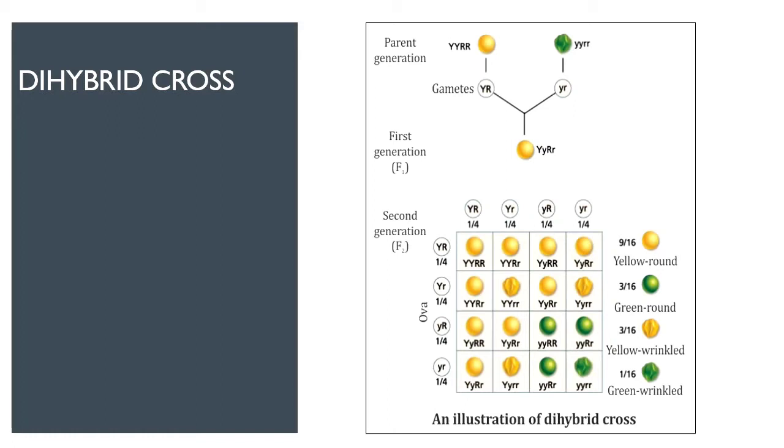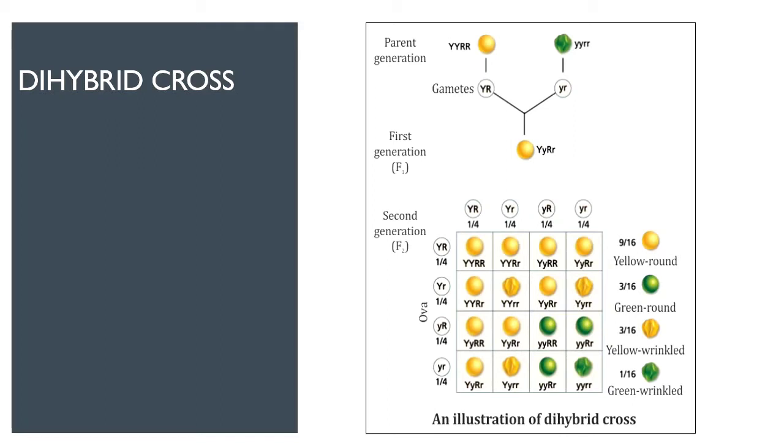You can see that there are a total of 9 round yellow, 3 round green, 3 wrinkled yellow and 1 wrinkled green progeny, which makes the phenotypic ratio 9:3:3:1. Round yellow 9, round green 3, wrinkled yellow 3, wrinkled green 1. That is 9:3:3:1. We do not take the genotypic ratio at your level for now.